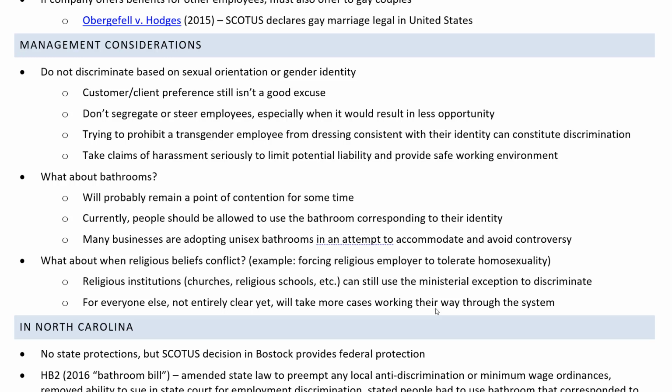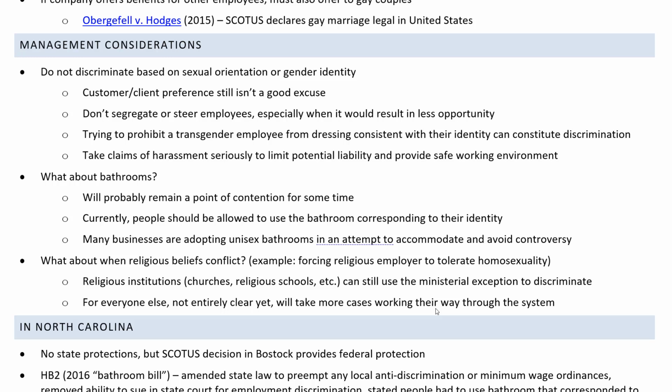I should, as an employer or manager, take claims of harassment seriously and investigate them. If there's corrective action that needs to be taken, go ahead and do that. This will, first, provide a safe working environment for my employees. Second, it's going to limit my potential liability for the company later.